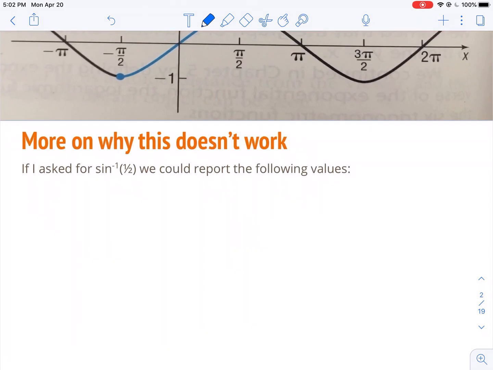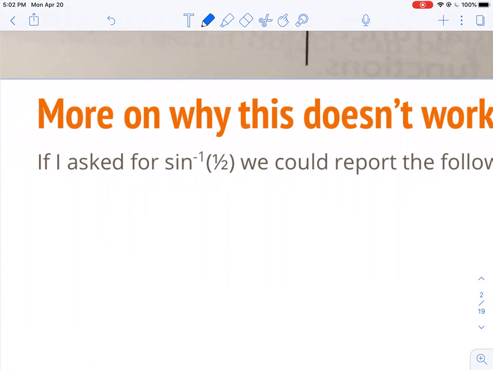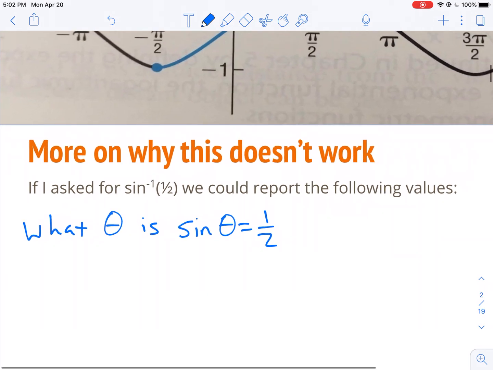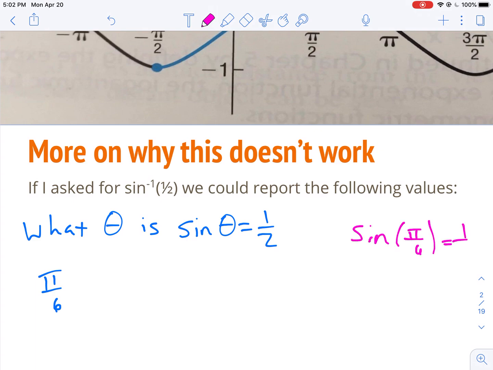And I've got more on why this doesn't work here. If I asked you for the inverse sine of 1/2, what this is asking is: what theta is sine of theta equal to 1/2? That's what this inverse sine function means. So I start asking myself, all right, what angles theta give me this? Well, I know pi over 6 is going to be one of them, and I'm going to write this off to the side. That's because the sine of pi over 6 is equal to 1/2.